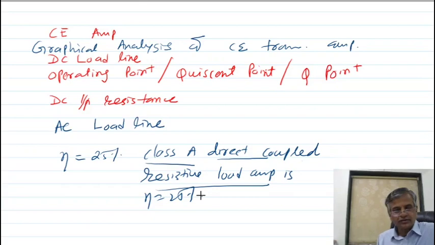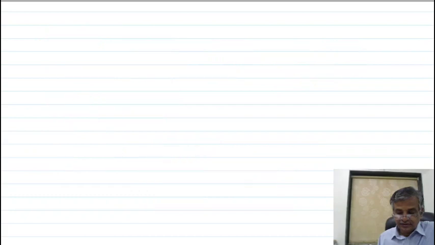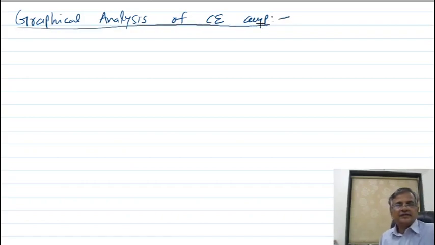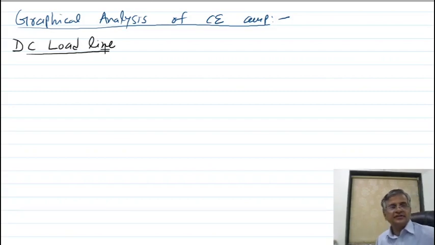I am starting your chapter, the topic common emitter amplifier. In this, the first title is graphical analysis of common emitter amplifier circuit. In this first topic we are discussing DC load line. First I am discussing DC load line.